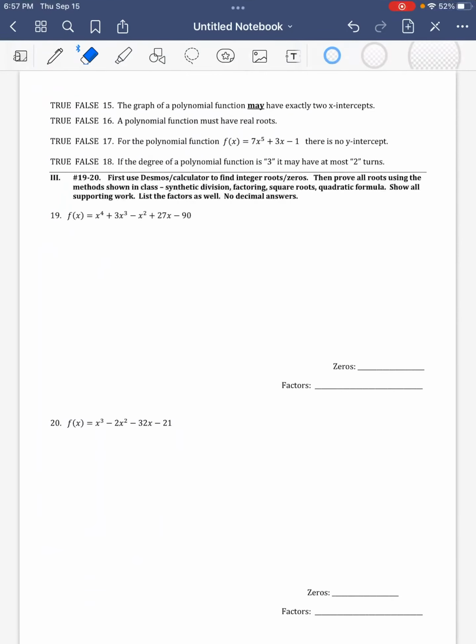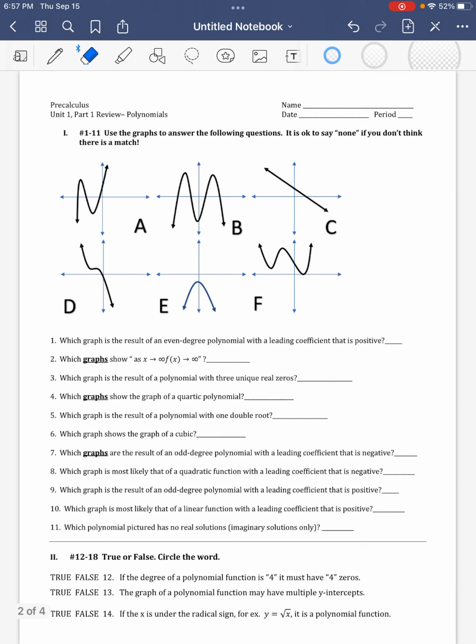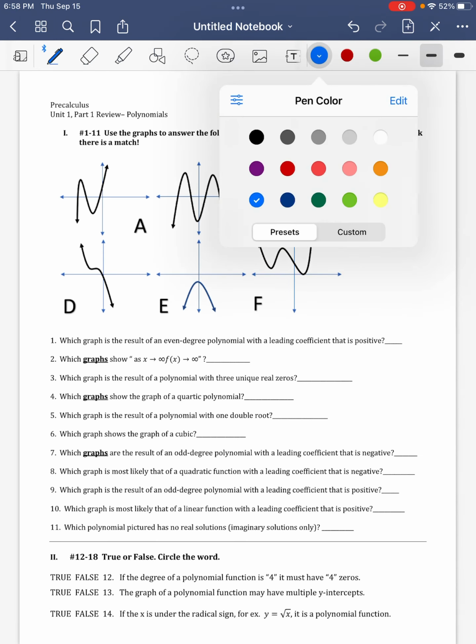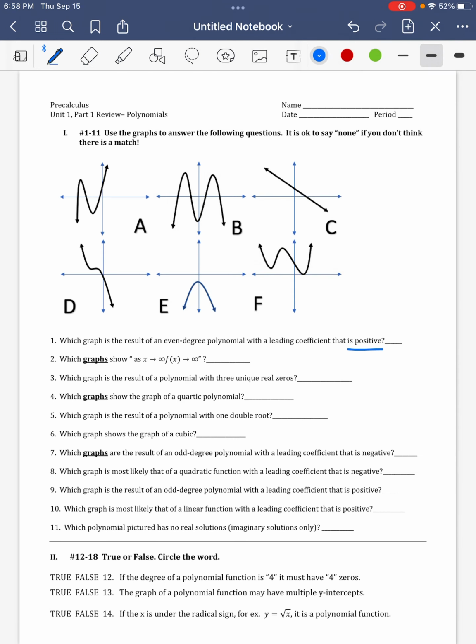All right, so let's go over the review sheet here. Which graph is the result of an even degree polynomial with a leading coefficient that's positive? So remember, even degree means both ends go up or both ends go down. If the leading coefficient is positive, that means both ends are going to go up. So my keywords here are positive and even. Both ends going up would be letter F.